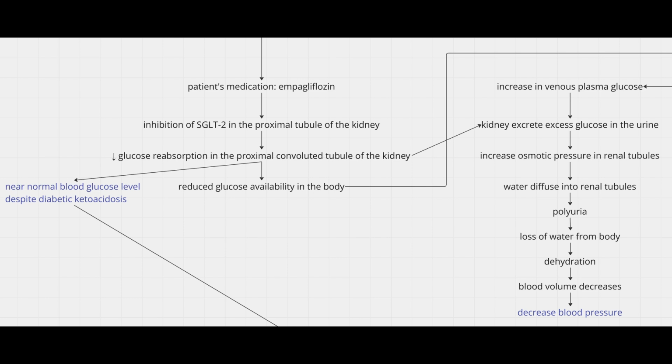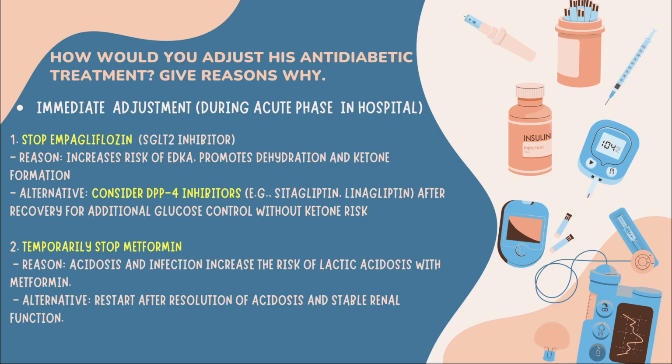Glucose in the urine increases osmotic pressure in renal tubules. Water follows the glucose, leading to polyuria. This results in dehydration, decreased blood volume, and a drop in blood pressure. Adjustments done for Mr. K during the acute phase in the hospital: we will stop the empagliflozin, the SGLT2 inhibitor, because it can increase the risk of EDKA, promote dehydration, and ketone formation.